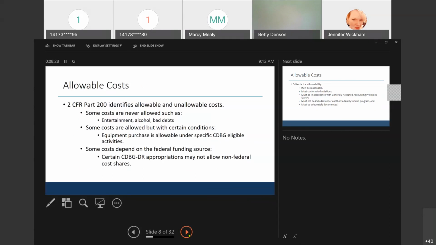for a community facility. Some costs that depend on the federal funding source may differ from the specific appropriations, the Federal Register notices. Sometimes initially the Federal Register notice has stated that you cannot allow a non-federal cost share, but then most of the time there's a waiver to allow that. So always know that the allowable and disallowable costs are going to be identified in 2 CFR 200, and if there are any nuances or caveats to that, they're going to be found in the Federal Register notice that governs the DR and mitigation grants.